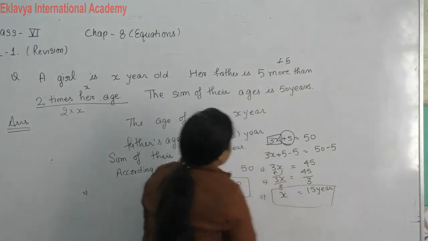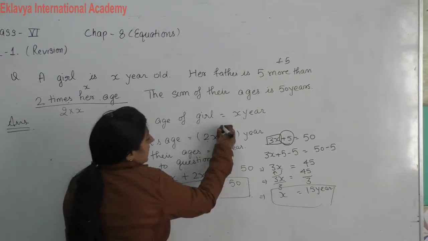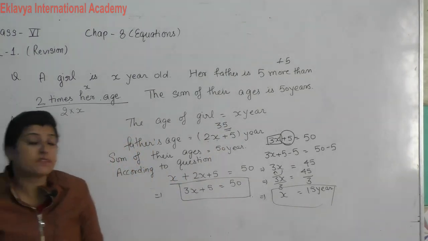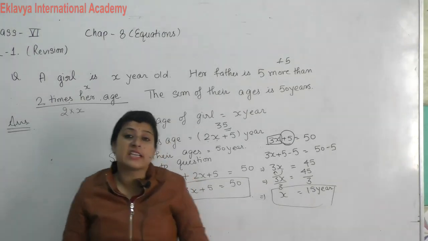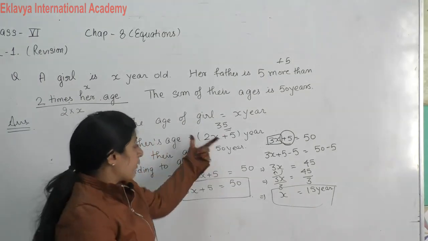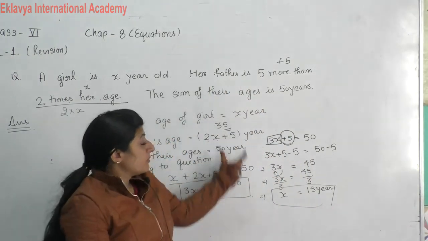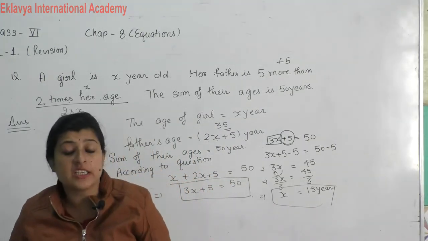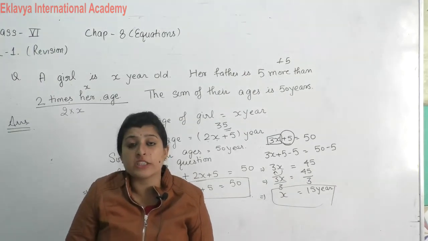So, x value is 15, then what is the father's age? 15 times 2 is 30, 30 plus 5 is 35, and 35 plus 15 is equal to 50. It means this result satisfies our equation. So, this one is correct. So, from this, firstly we will make an equation, then after that we find out the solution of the equation.